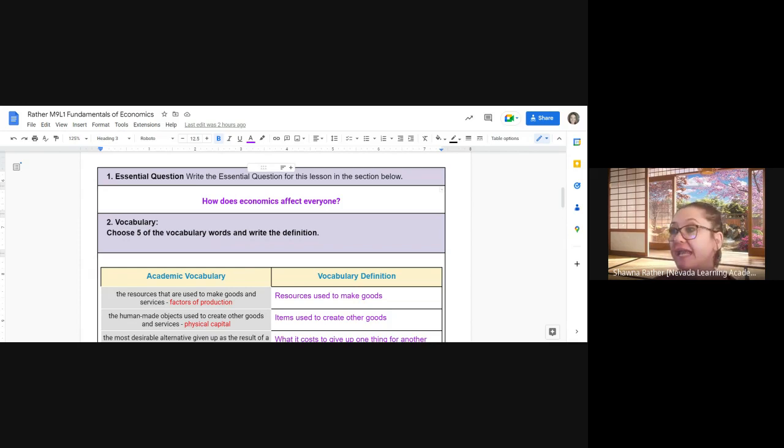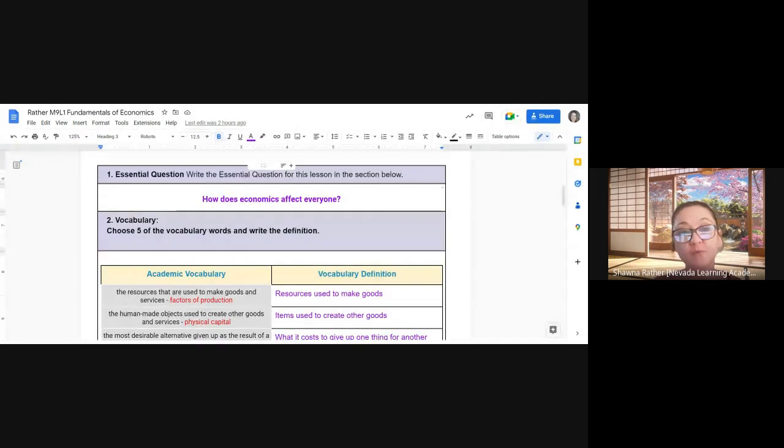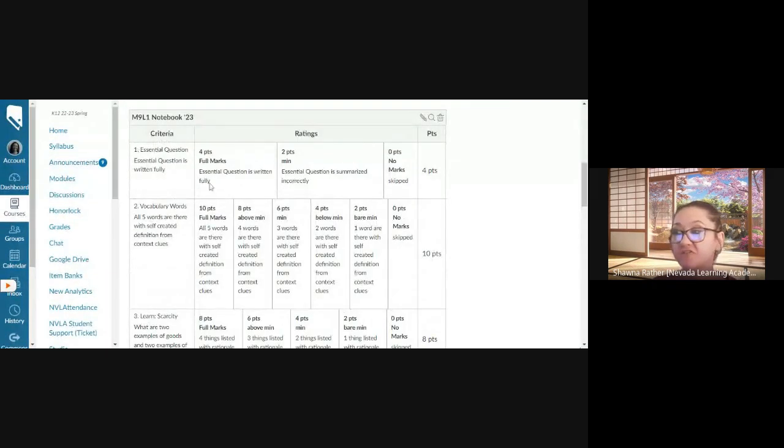When we're looking at our rubric, always question number 1, the essential question is written fully. Well, if we copy and paste it, of course it's written fully. Number 2, the vocabulary. All 5 words are there with self-created definition from the context clues, which means the words with the context clues are in the left-hand column. Your self-created definitions, not Google, are in the right-hand column. So let's go to the vocabulary page in the course arc.